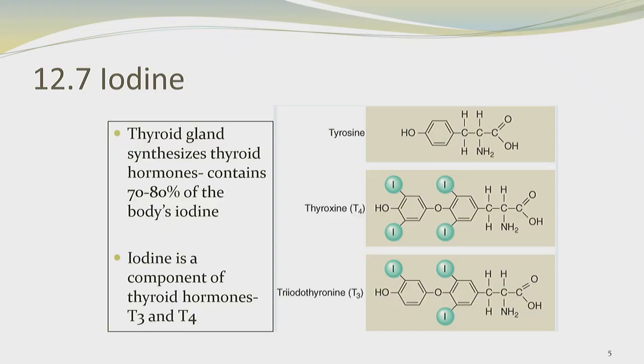Okay. So back to our iodine. We did say that iodine is a component of the thyroid hormones, and there are two of these hormones. So we do have T3, which is the triiodothyronine, and then we have tyrosine, which is T4.